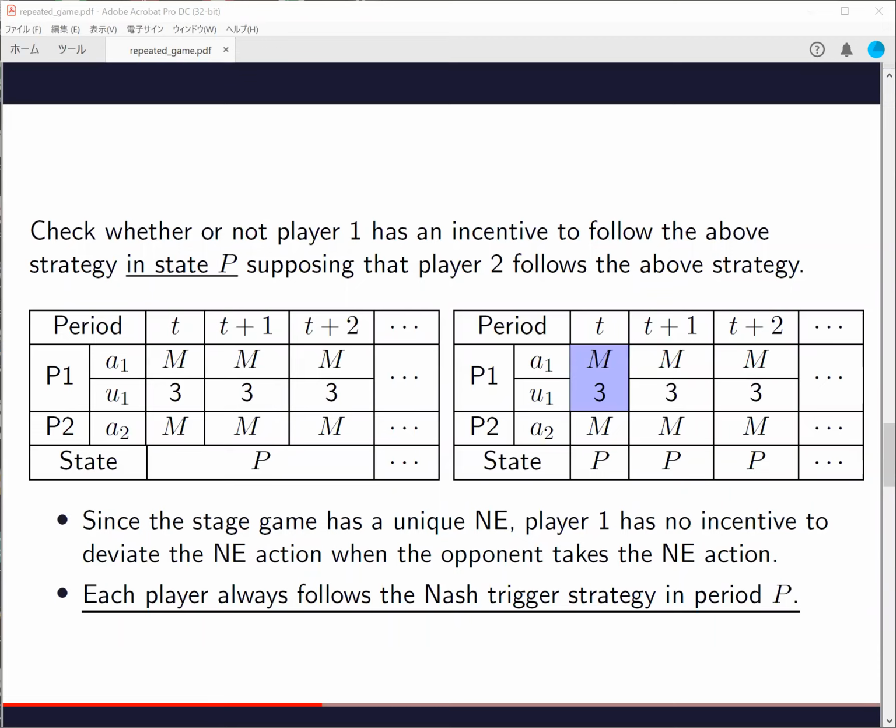Next, we check the condition under which player 1 does not have any incentive to deviate in state P. Since M and M is the Nash equilibrium of the stage game, no player has an incentive to deviate in the stage game. By the one-shot deviation principle, we conclude that player 1 does not have any incentive to deviate from M and M for any value of delta.